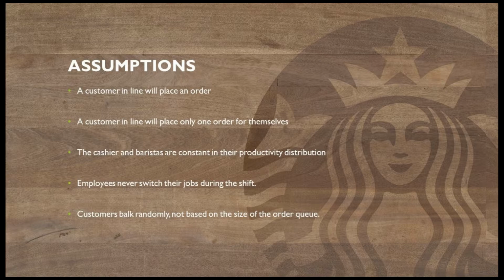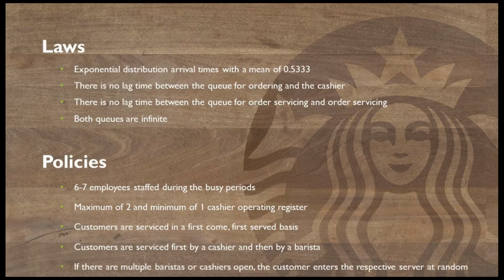Any customer in line will place an order, so we can disregard any friends who entered the queue but did not order. In addition to this, any customer in the line only ordered for themselves and not a large group. We also assumed that staff were consistently productive and did not switch roles during this shift. Lastly, we assumed the customers bulked randomly, as we were unable to justify exactly why a customer may leave the queue. Here are the laws and policies of the system.